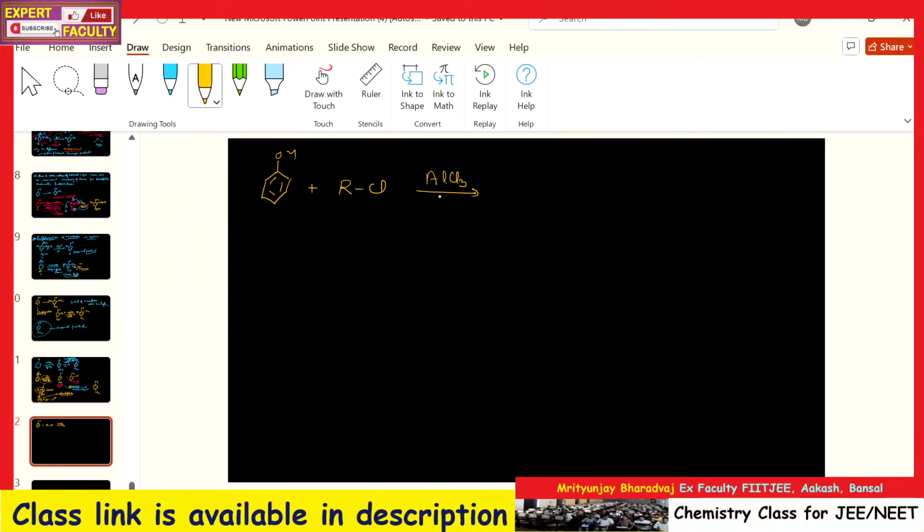What do you think will happen? This is Friedel-Crafts alkylation. This is the reagent for Friedel-Crafts alkylation, and this time what have we taken? Phenol, which is a benzene derivative. Phenol is the benzene derivative. So what will happen? This will generate R plus electrophile. Do you like to write the product?